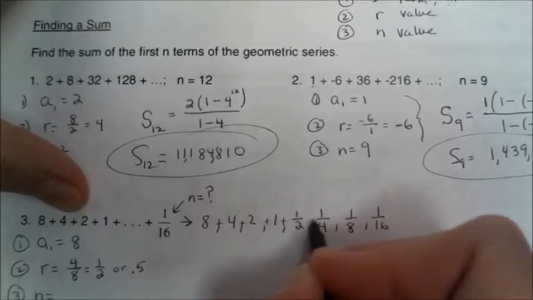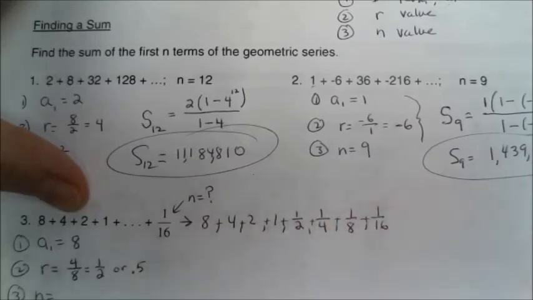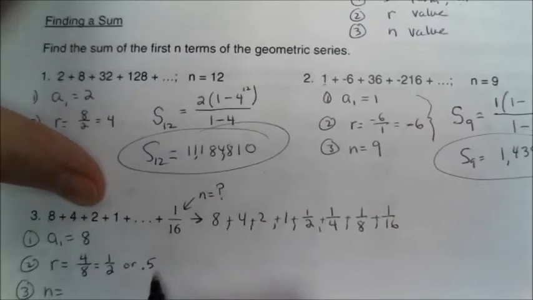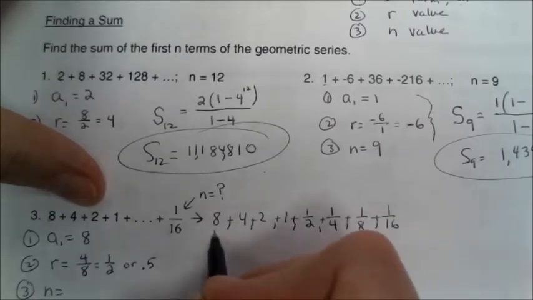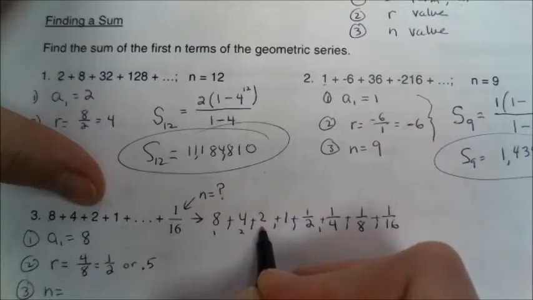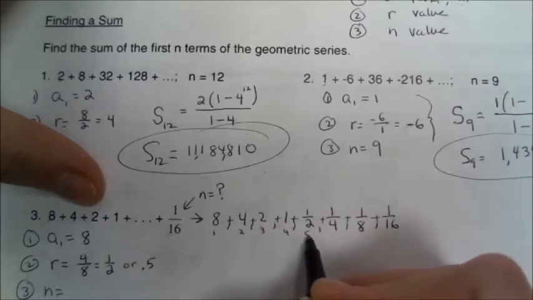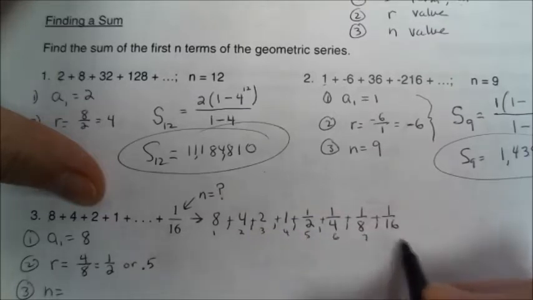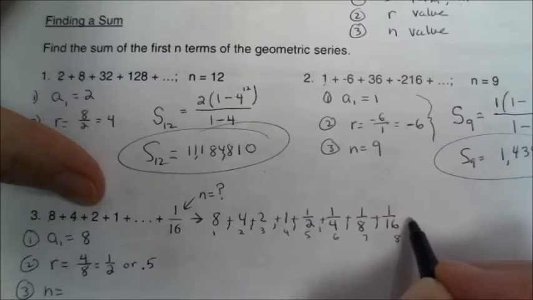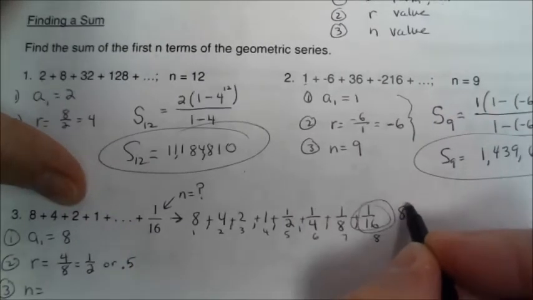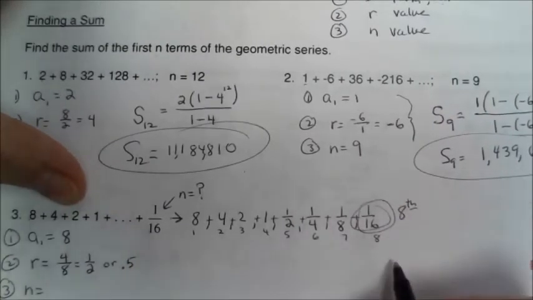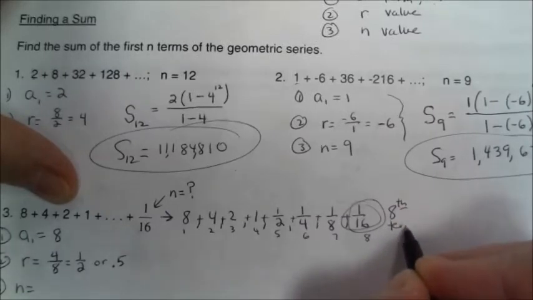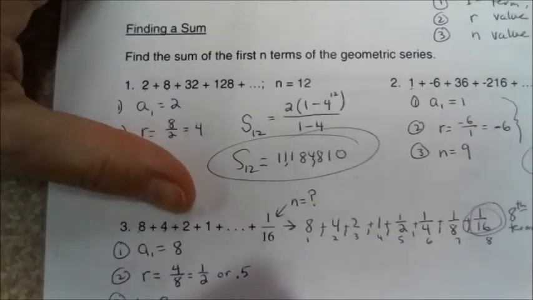We can actually probably just pop this into our calculator, but I want to show you how to use the formula. So what term is this? This is the first, the second, the third term, the fourth term, the fifth term, the sixth term, the seventh term. This is the 8th term. So this right here is the 8th term. So n is equal to 8.